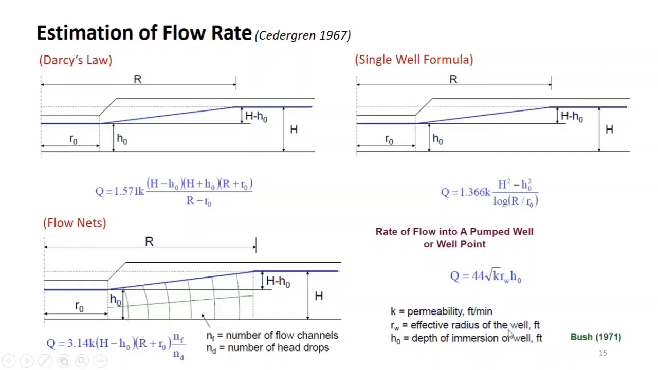RW is the effective radius of the well. I'm using the word effective radius of the well because you can convert multiple well point systems. Maybe they are square or rectangular in their patterns. You can convert that into an equivalent circle, and you can get an effective radius of the well from that conversion. And H naught is the depth of the immersion of the well.